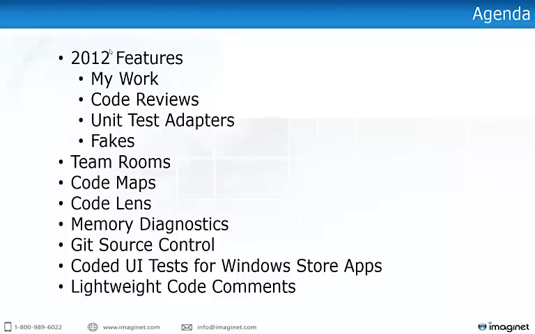In today's webcast, I want to look at productivity features specifically designed for developers. I want to review 4 features that were introduced in Visual Studio 2012: My Work, Code Reviews, Unit Test Adapters, and Fakes. Then we'll move into 2013 features such as Team Rooms, Code Maps and Code Lens, Memory Diagnostics, Git Source Control, Coded UI testing for Windows Store apps, and lightweight code comments.